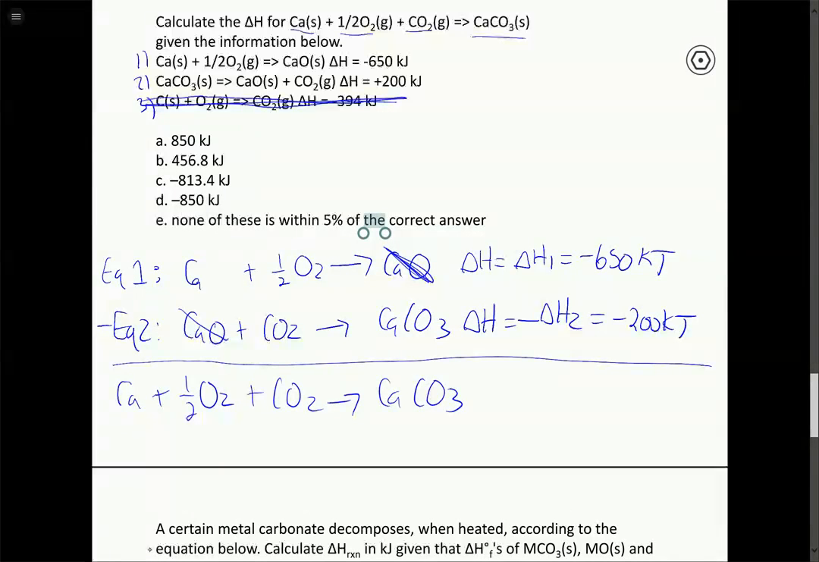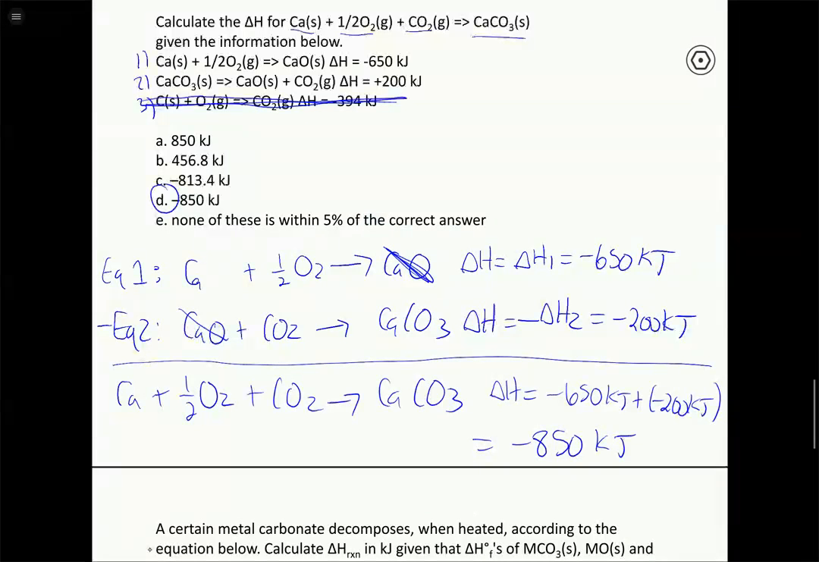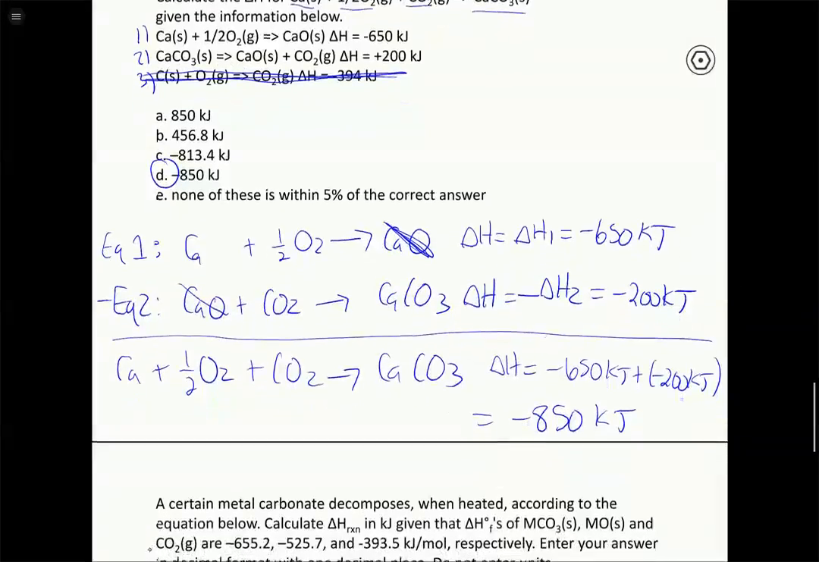And then for our delta H, it's just going to be the sum of these two, minus 650 kilojoules plus minus 200 kilojoules. So we just add the two delta H's when we add the two reactions, and we get minus 850 kilojoules. Okay, so that's going to be choice D in this one. Many of you that missed this one probably thought you had to use equation 3, but remember, sometimes we like to be cruel and give you information that you don't need, and this was a situation where equation 3 was unnecessary. Alright, so that's Hess's law.